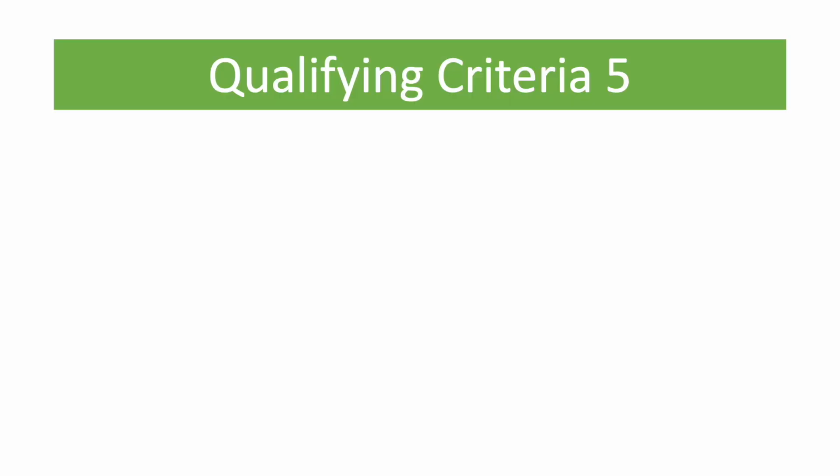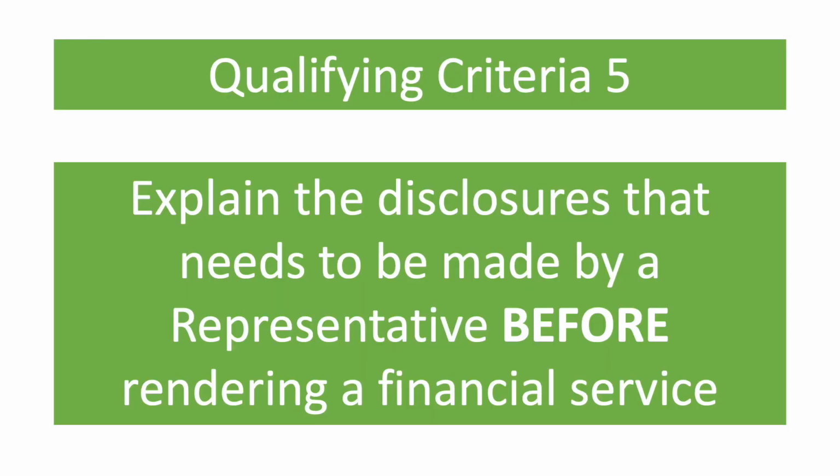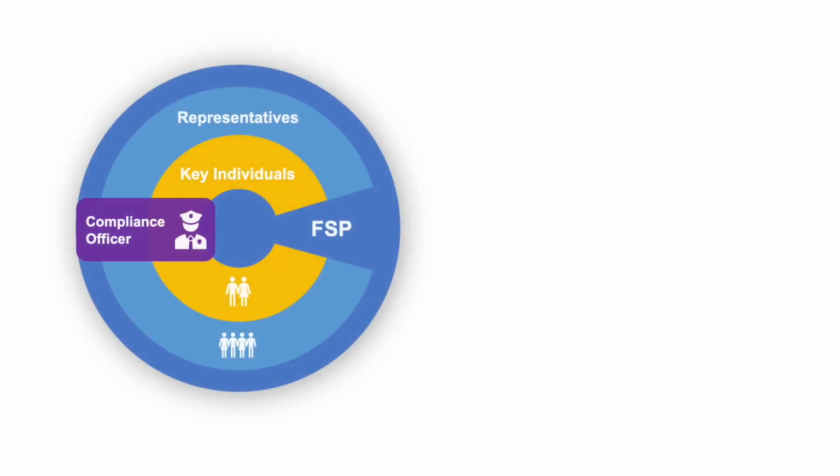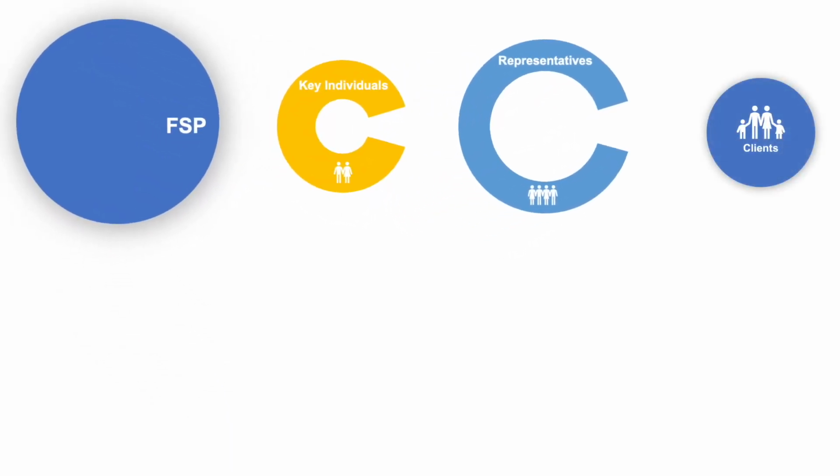In Qualifying Criteria 5, we will explain the disclosures that need to be made by a representative before rendering a financial service. Here we show the parties involved, being the FSP, key individuals, representatives, and the client. The representative must make certain disclosures before rendering financial services to a client.